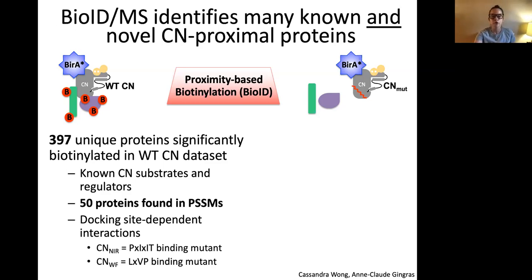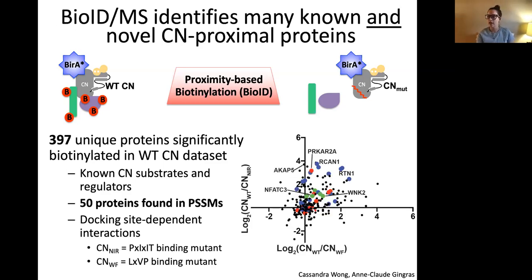PSSM. Furthermore, we also identified a large number of proteins with reduced biotinylation with the docking site mutant data sets, which is what I'm representing here in this graph. You're looking at the log2 ratio of biotinylation between the wild type calcineurin fusion and either the PxIxIT docking mutant or the LXVP docking mutant. So if you expect there to be reduced biotinylation with either of the docking mutants, you would anticipate those proteins partitioning to this upper right quadrant of the graph.